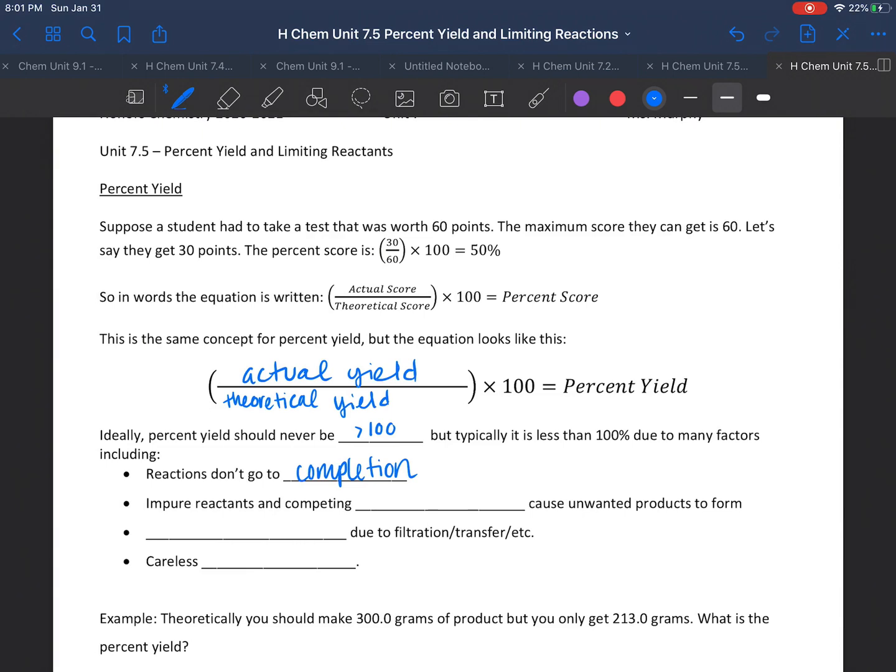Sometimes if you have impure reactants or competing side reactions, then you're not going to get 100% either. Another one, which is common for us in lab, is loss of product. This can be due to filtration, transfer, things getting stuck to the spatula, etc. And lastly, careless measurement. Because if you don't have the right measurement, you're going to throw off your percent yield calculation.